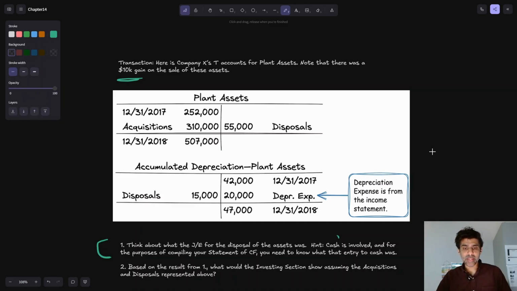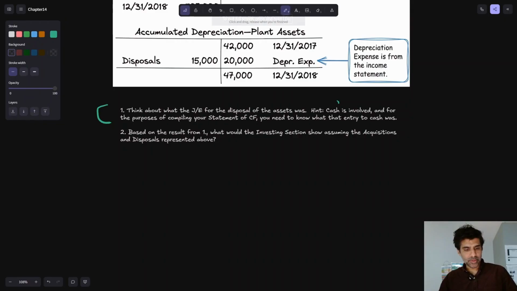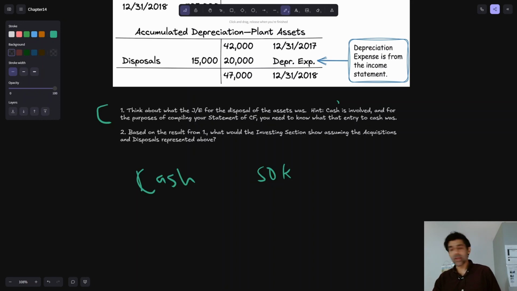So why don't you all take a second and try to figure this out? Try to figure out what the journal entry was for the disposal. So debit cash 50. Okay, let's just do the rest of it to make sure that your journal entry is going to balance. So if you're debiting cash 50, what are you crediting? Or are there other debits?